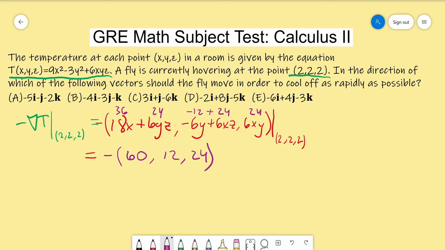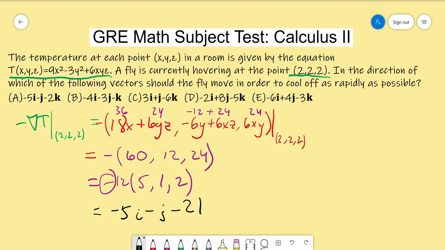Now, none of the answers actually match this vector, but remember the vector just gives you the direction. So any scalar multiple of this vector is also going to give you the same direction. So if we factor out a 12 here, there's going to be a 5, a 1, and a 2. In other words, this 12 doesn't matter, but the negative does matter because that changes the direction. So our answer is negative 5i minus j minus 2k, which is answer A.